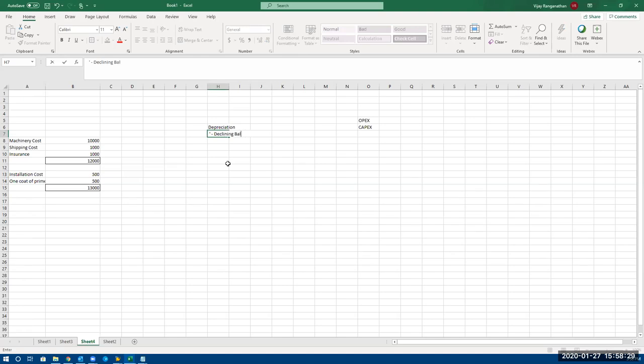There are three common methods. One is declining balance. The other is straight line depreciation. And the next one is units of consumption. Declining balance is where you say this machine is going to depreciate 20% every year. That's called declining balance. This is usually by percentage.